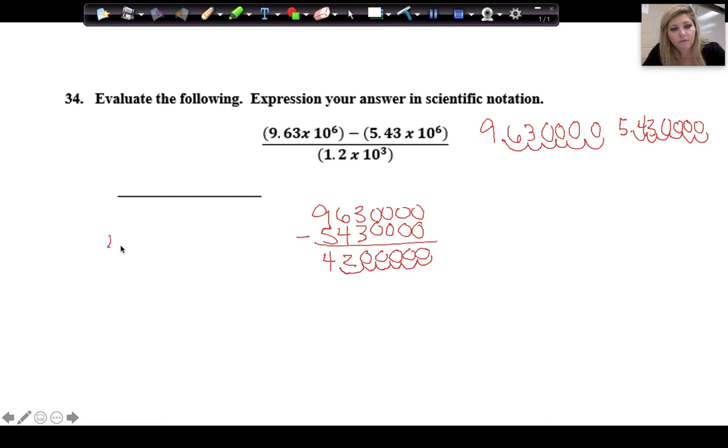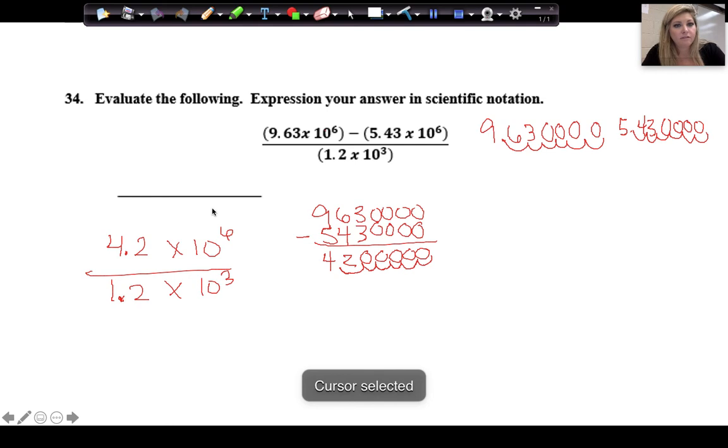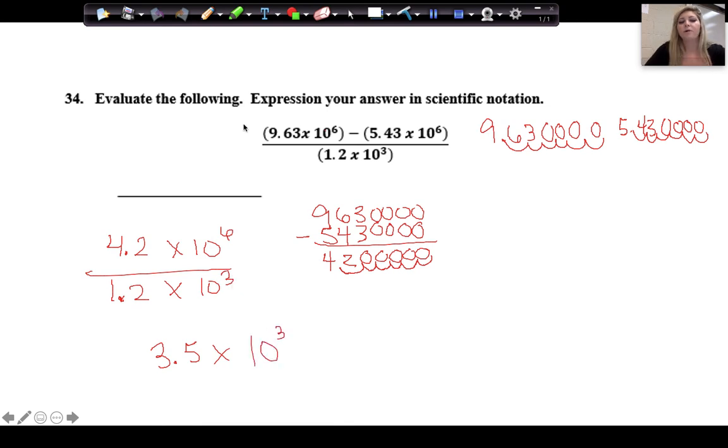So we have 4 and 2/10 times 10 to the 6th divided by 1.2 times 10 to the 3rd. So again, we want to divide those first two numbers. So 4.2 divided by 1.2, and we get 3 and 5/10, or 3.5. And then we are subtracting our exponents because we have the same base. So 6 minus 3 gives us 3, so it'll be 10 to the 3rd power.